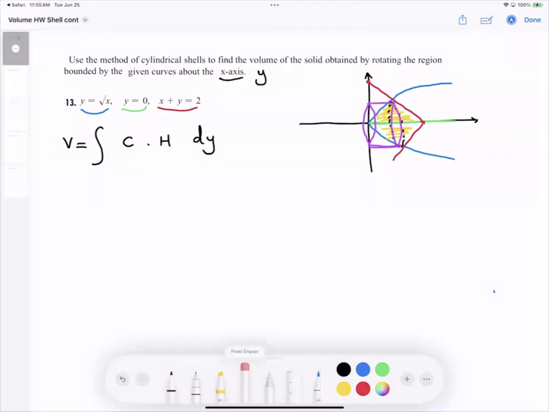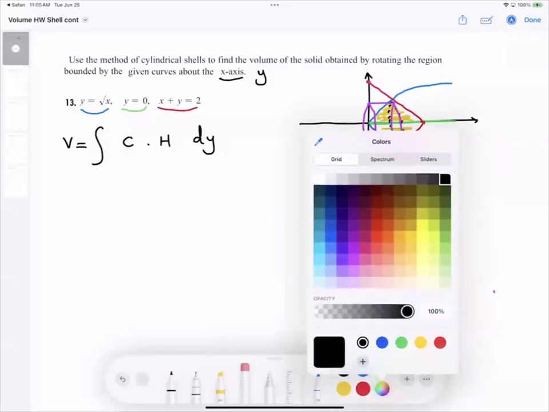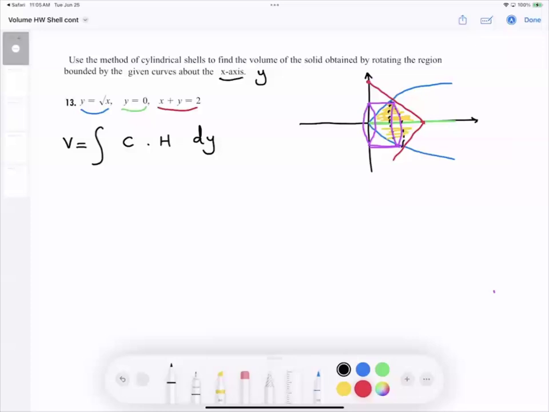Calculating the circumference is not that difficult, because what are you dealing with? You are dealing with this cylinder, and the radius is located on the y-axis. The radius depends on y. So the circumference is 2 pi r, or 2 pi y. This is this guy.